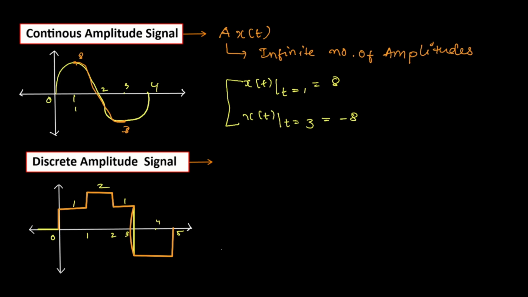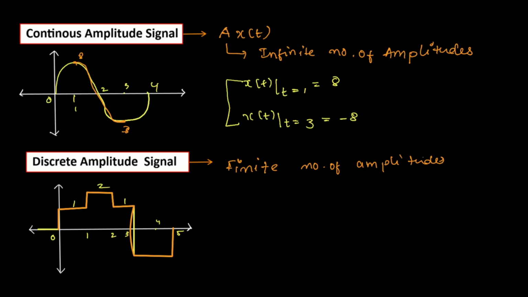So this is a discrete amplitude signal, where you have only a finite number of amplitudes. So these are the types of signals based upon the nature of the amplitude.